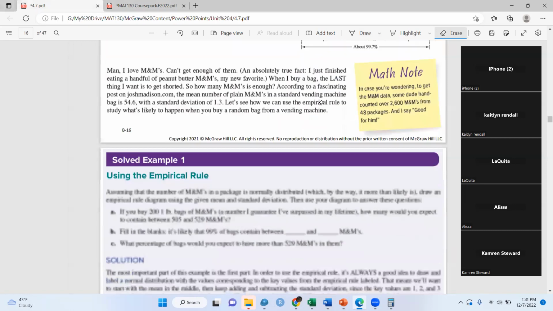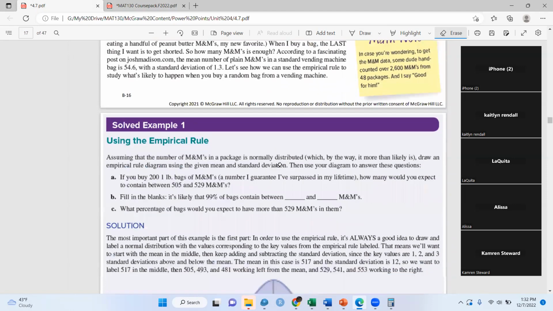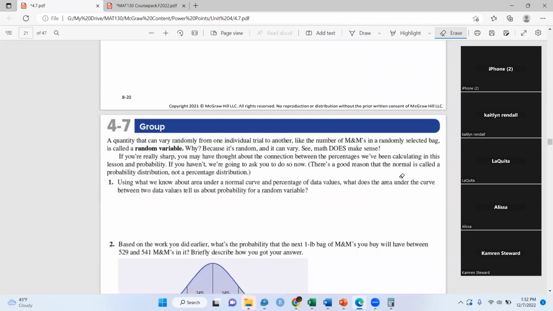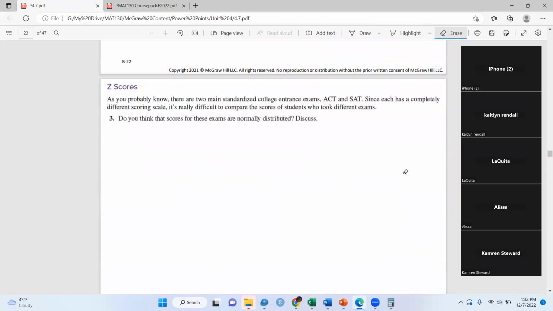Okay, so we now know the empirical rule. We know what a normal distribution looks like and how we can use it. We're going to add one other thing to it, and that is what's called a Z-score.